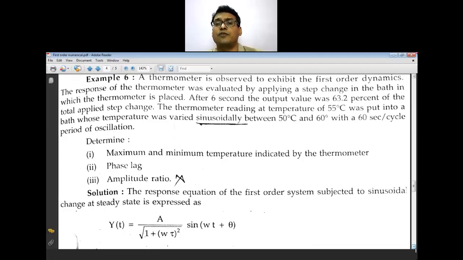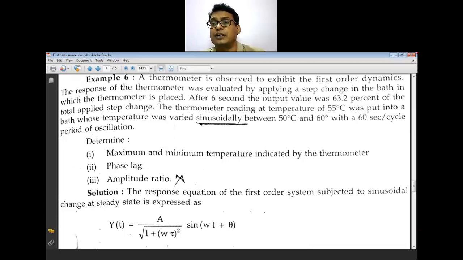A thermometer is observed to exhibit first order dynamics. The response of the thermometer was evaluated by applying a step change in the bath in which the thermometer is placed. After 6 seconds, the output value was 63.2% of the total applied step change. The thermometer reading at a temperature of 55 degrees Celsius was put into a bath whose temperature was varied sinusoidally between 50 degrees Celsius and 60 degrees Celsius with a 60 seconds per cycle period of oscillation.